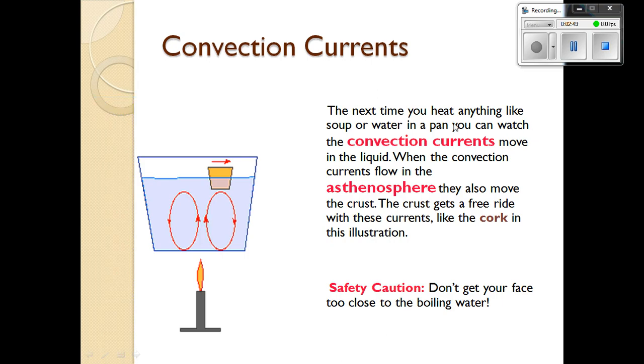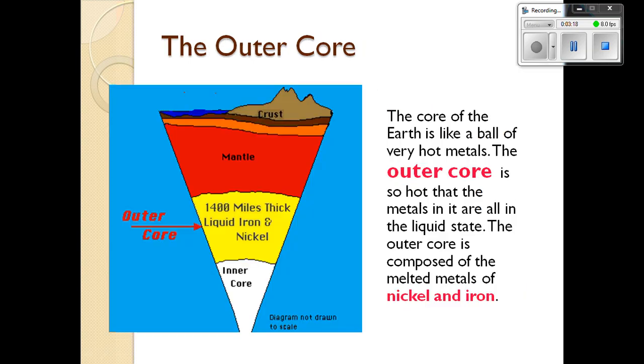The next time you heat anything like soup or water in a pan, you can watch the convection currents move in the liquid. When the convection currents flow in the asthenosphere, they also move the crust. So you have your crust moving to the right, you have your heat source, and then you have your currents. The crust gets a free ride with these currents. See right here? Like the cork in this illustration. If you try this at home, do not get your face too close to the boiling water.